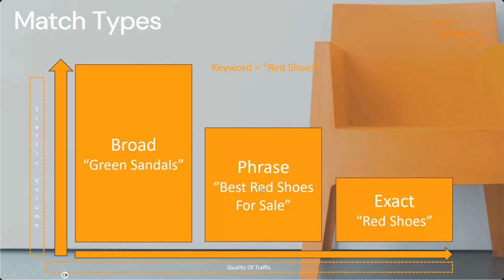Phrase should show for searches around the keyword you're targeting. So best red shoes for sale, for instance, and broad will show for anything else that the system thinks is relevant. So green sandals, but I've seen broad keywords show for competitor keywords and stuff like that, and different businesses and everything. So if you are running broad campaigns, you really do need to think about the negative keywords that you're using and add lots of them.